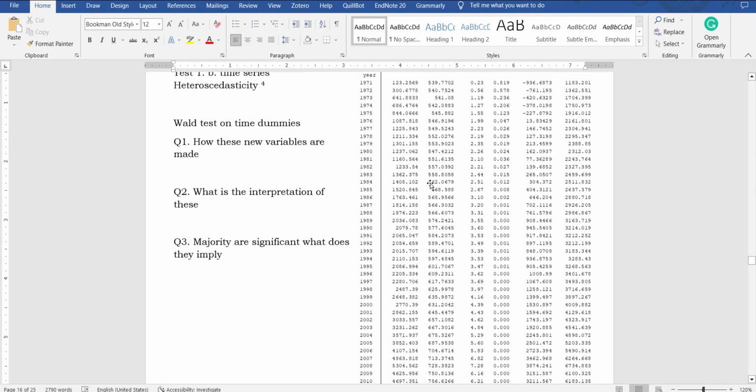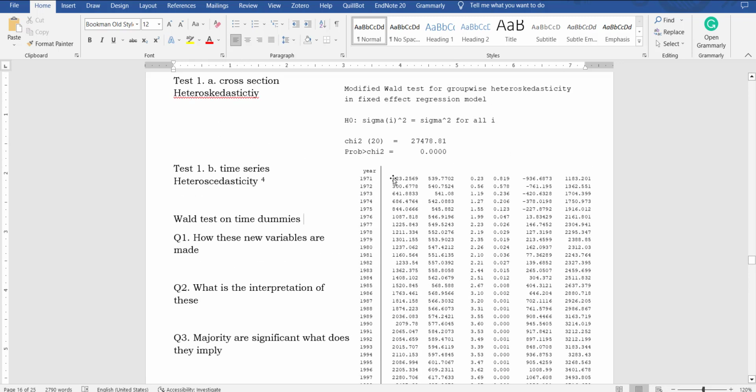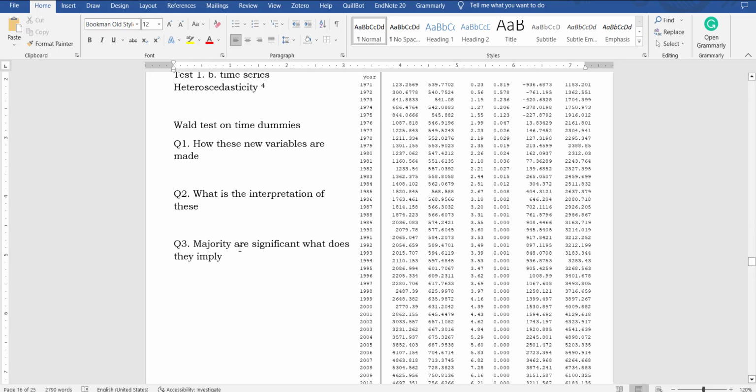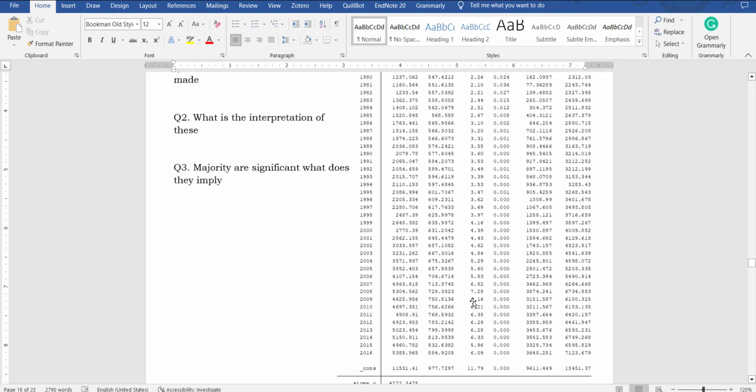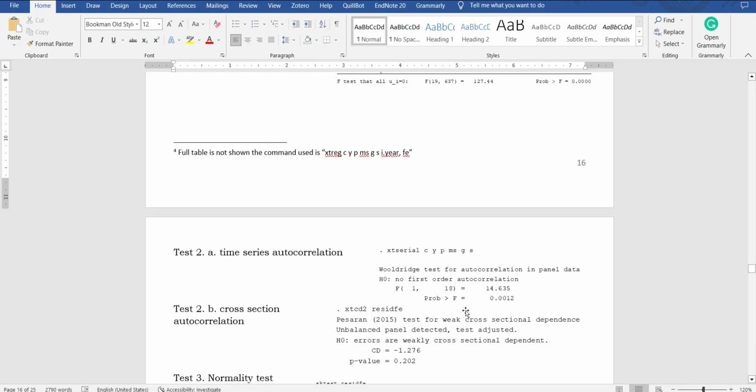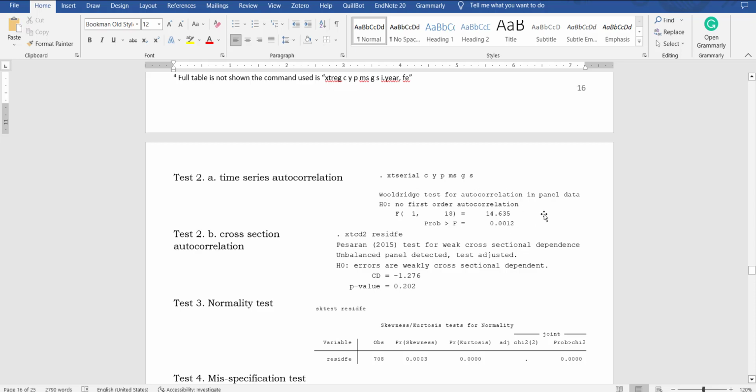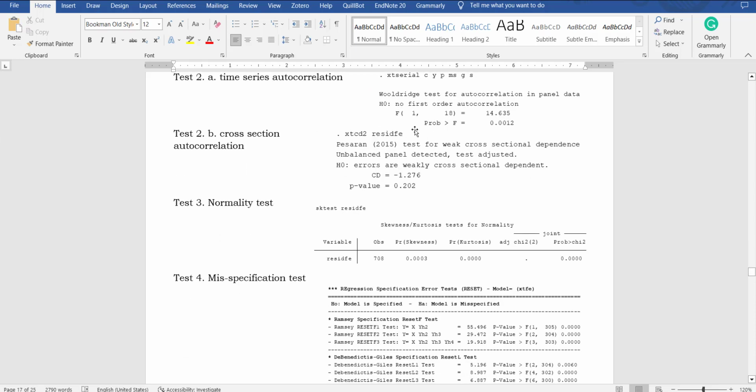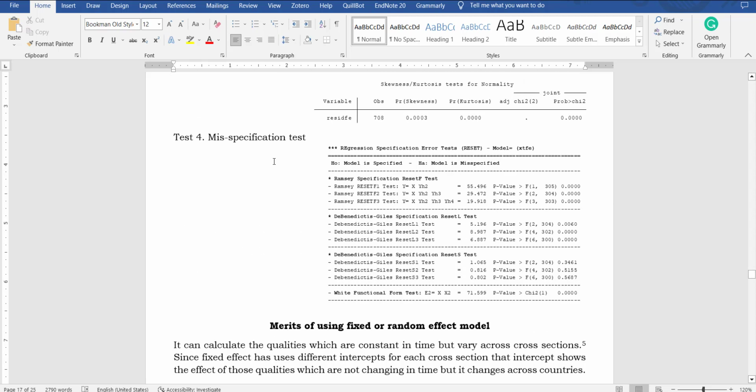How can we interpret these? Each variable is explaining the time dummy effect on the dependent variable. If the majority are significant, what does it imply? There is time heterogeneity. Time series autocorrelation, XTSERIAL; cross-section autocorrelation, XTCD, on residuals, and it is insignificant. So there is time series autocorrelation but not cross-section autocorrelation. Normality: the data is not normal. Misspecification: the command is this command, which checks for panel data normality, so it is not normal.